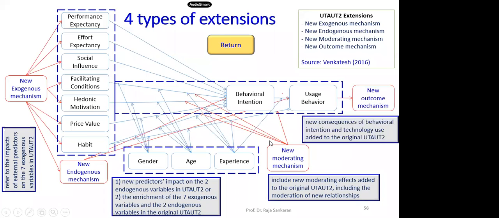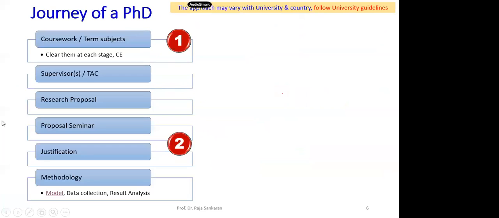Similarly, I can also add additional outcome variables. Now, these are the different consequences that could be brought in from the behavioral pattern. For example, if I want to understand, apart from the adoption behavior, what leads to the satisfaction as well as loyalty of the consumers? So that could be an addition to this model, which could be added on as an outcome mechanism. So there are different methods by which we could extend it.